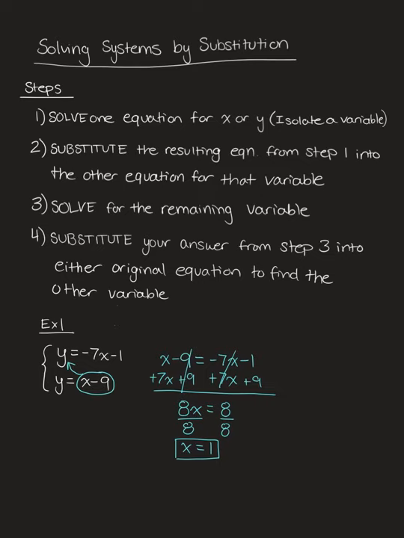But now we need to find y. So we can substitute x into either one of the original equations. I'm going to do the second one just because it looks a little easier. So y equals 1 minus 9, which is negative 8. So that is your y value. And your solution is a coordinate point. So x is 1, y is negative 8. So this is your final answer.